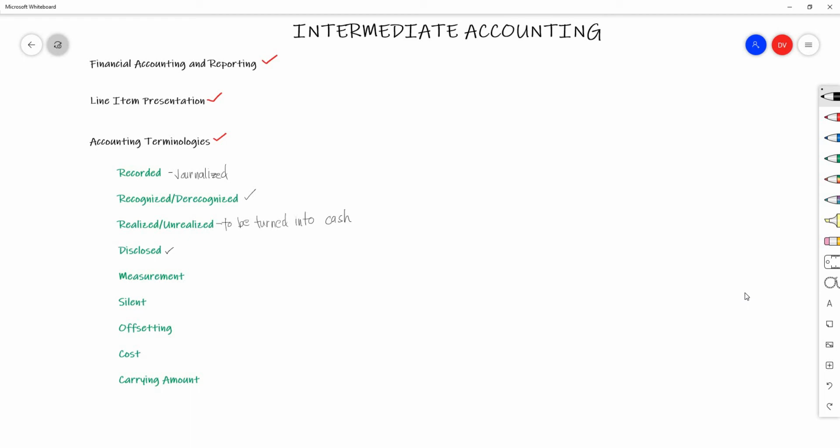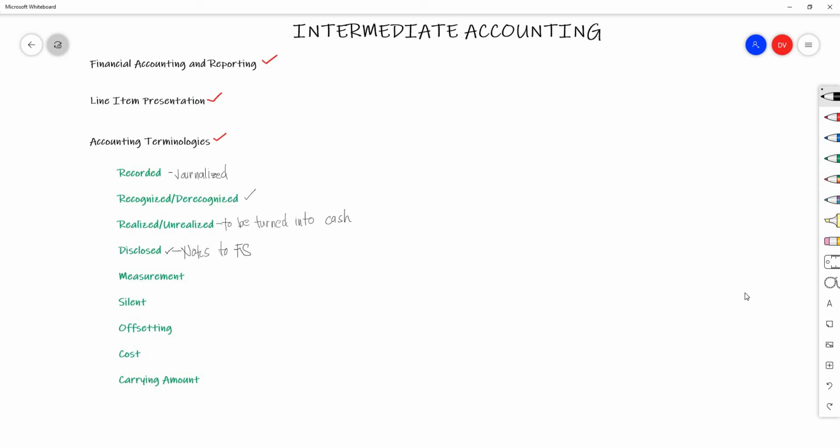When we say disclosed, this means that it is not recognized in the financial statement but was disclosed in the notes to financial statement. Okay, included in the notes to financial statement. So what's the importance of this?